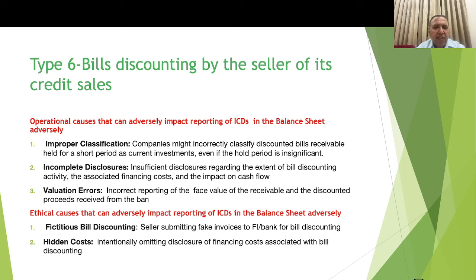Operational causes that can adversely impact the reporting: improper classification. Companies might incorrectly classify discounted bills receivable held for a short period as a current investment, even if the hold period is insignificant. Incomplete disclosures, insufficient disclosure regarding the extent of the bill discounting activity. Valuation errors, incorrect reporting of the face value. Ethical causes are fictitious bill discounting, which I talked about earlier, and hidden costs, intentionally omitting disclosure of financing costs associated with the bill discounting.